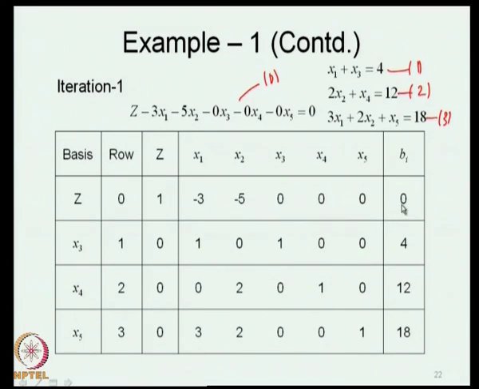The current value of z is 0. By bringing in x1 or x2 which have negative coefficients, you will be able to increase the z value further, because z will be then equal to 3x1 plus 5x2 and therefore, you can increase the z value further. So, the answer to the question whether this particular solution is optimal lies in the coefficients of z in the 0th row.